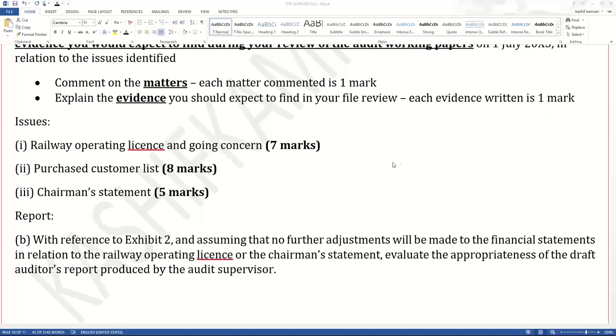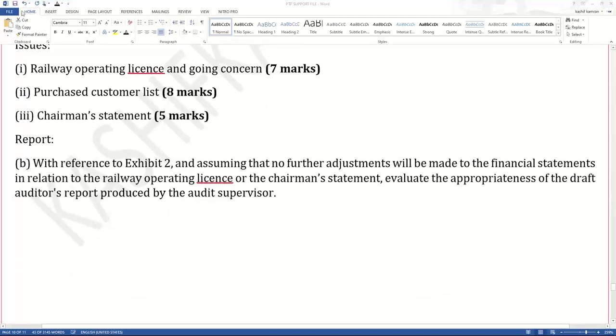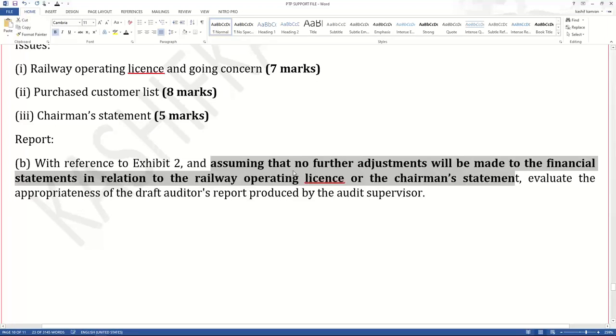Now understand, look at this. With reference to Exhibit 2 and assuming that no further adjustment will be made to the financial statement in relation to the railway operating license or the chairman's statement. Assuming no further adjustment will be made. No further adjustment will be made by whom? By the management. So does that mean the management is reluctant making adjustments? When you read the case, it could be possible that the auditor is asking for adjustments and no further adjustment will be made to the financial statement by whom? By the management? Agree?